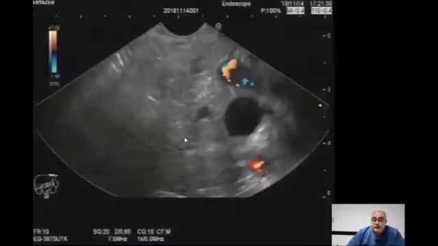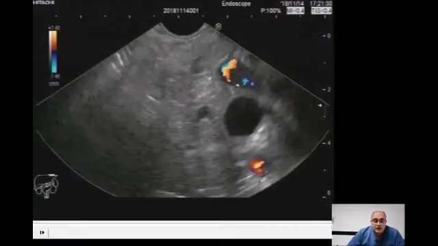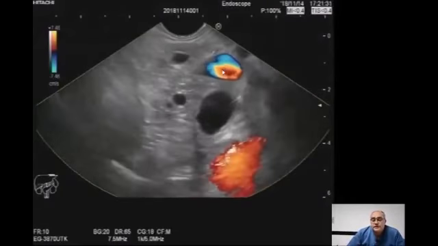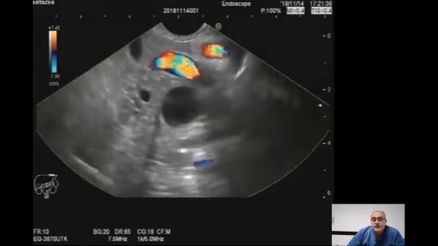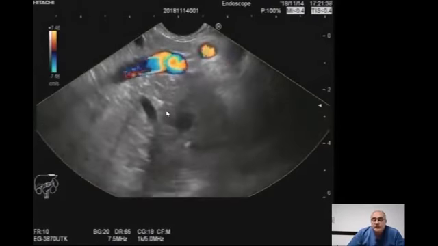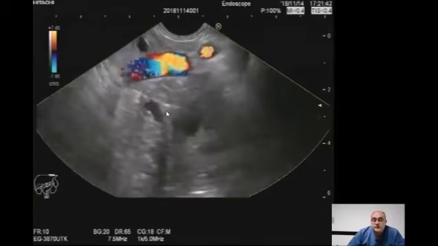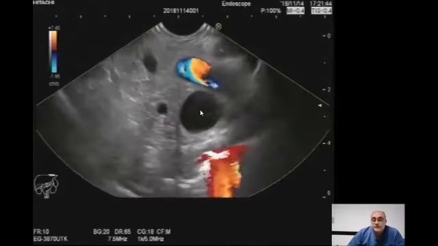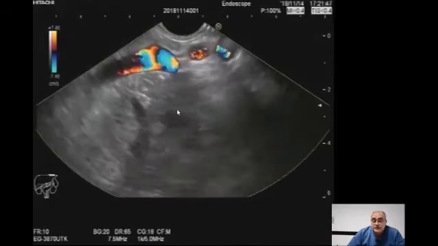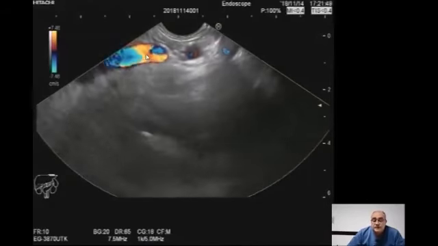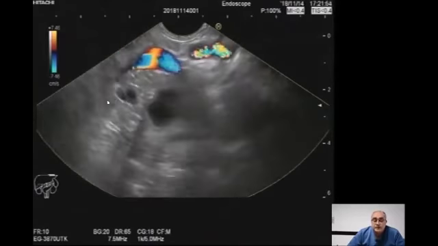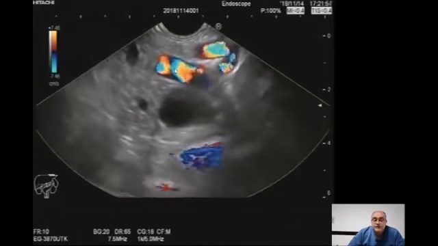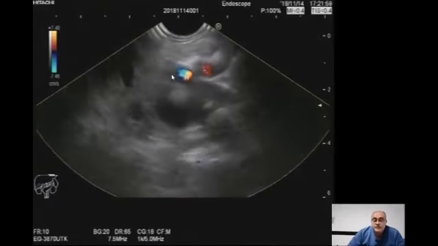This is an example of mid-CBD stone seen from the stomach, and here this is the venous confluence, and this is the portal vein, and this is the superior mesenteric vein. And here we notice that the common bile duct is significantly dilated. It is at least 13 or 14 millimeter, and this is the superior mesenteric vein, and it is part of the head of the pancreas, and this is the head of the pancreas.